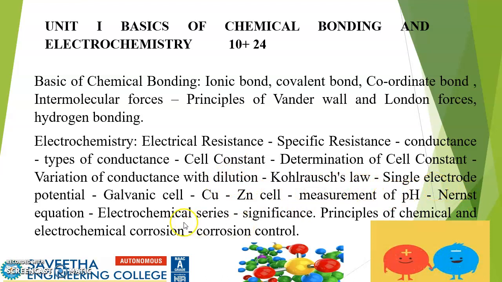You'll determine the single electrode potential. This plays a very important role in choosing any electrode. You can construct a cell, and we can also measure pH for any given solution, and we'll be deriving an equation called the Nernst equation, which will help us determine the single electrode potential and how it varies with concentration. You'll also be introduced to the electrochemical series, where we can choose anodes, cathodes, and electrodes for various applications, and a very important topic is corrosion and corrosion control.